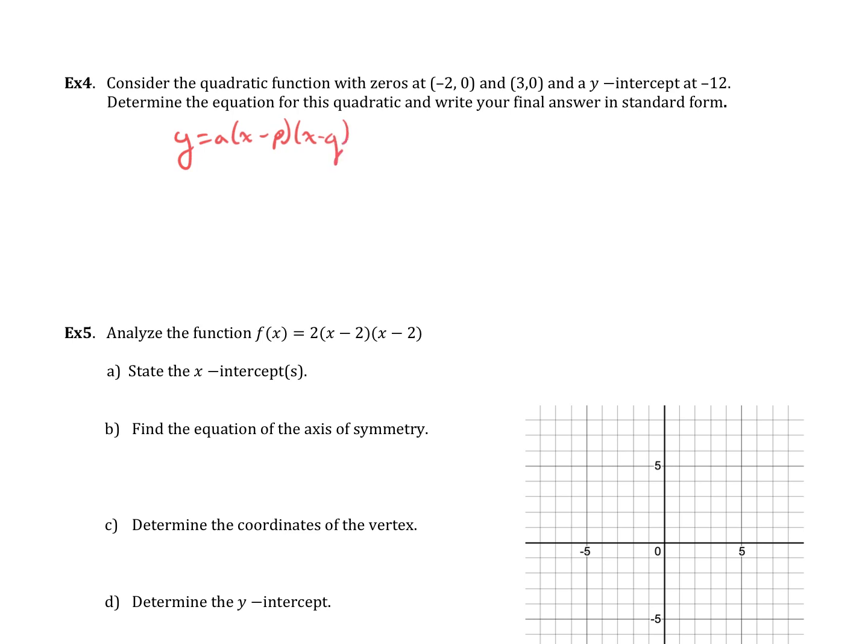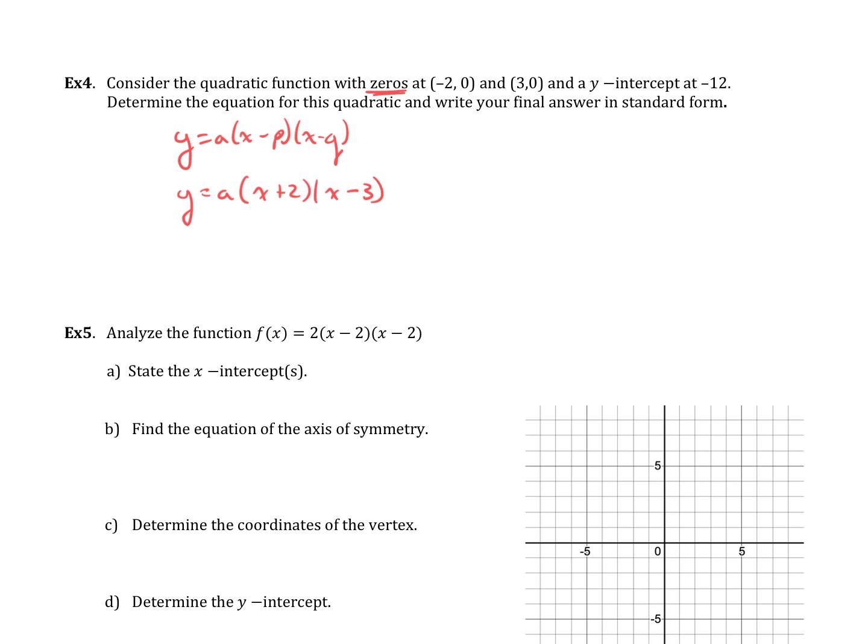This is a skill you're going to have to figure out by the end of this unit: they give you this information, so what's the best version of a quadratic to head towards? Here, since they gave us zeros, which are also known as roots or intercepts, intercept form is going to be the most accessible. So there's the negative 2 in this equation, and there's the positive 3.